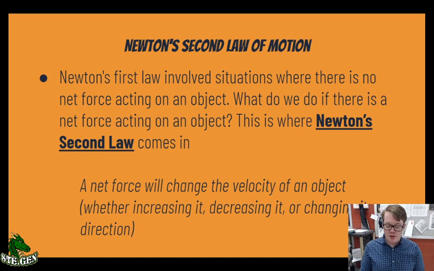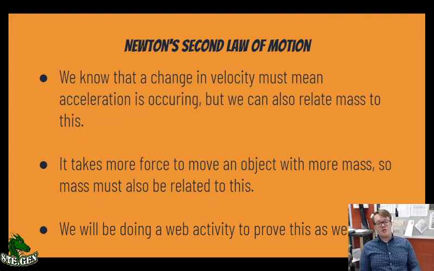And there's going to be a small demonstration that I'm going to have us do in class. We're going to work out and look at something involving an ice skater, and that will kind of show you what we're talking about here. But basically, we know that a change in velocity must mean that acceleration is occurring, and we also know that we can relate mass to that change in velocity.